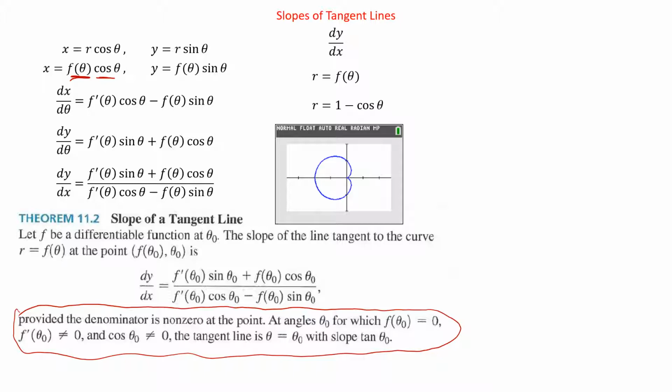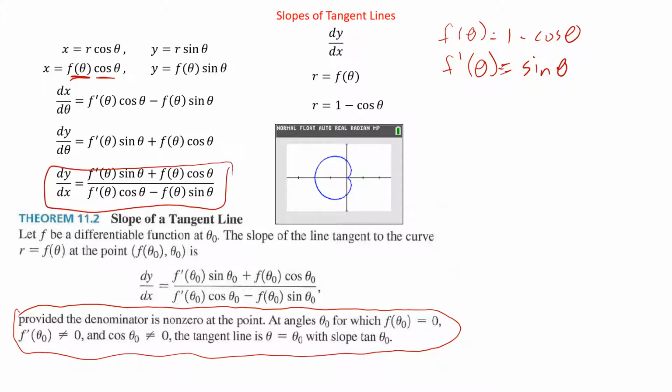So the very first thing I would do here is f of theta is just 1 minus cosine theta, and f prime of theta, the derivative of 1 minus cosine, 1 is 0, so we have cosine, which is negative sine, with that negative in front, just gives us sine theta. Now we can plug that into our equation.